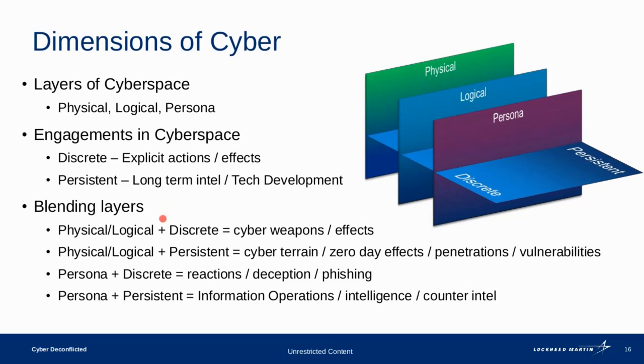What happens when you look at this is you start to see the blending of the layers, where the physical and logical and the discrete in this area are like your cyber weapons or effects. Your physical and logical and your persistent is more mapping cyber terrain, some of your zero-day effects, coding, looking for long-term penetration. The persistent application is more akin to military intelligence than to a discrete event. Military intelligence is a persistent, long-term, continuous activity, like the NSA or military intelligence or CIA-type activities. They do have discrete activities, but for the most part, a lot of it is persistent.